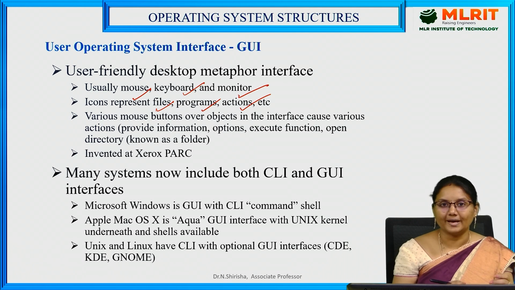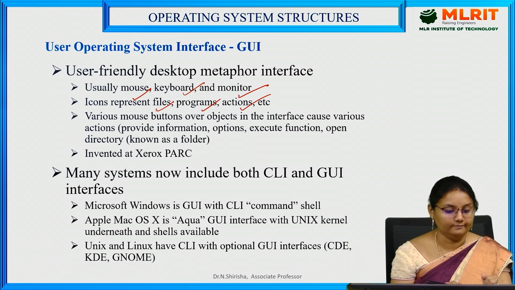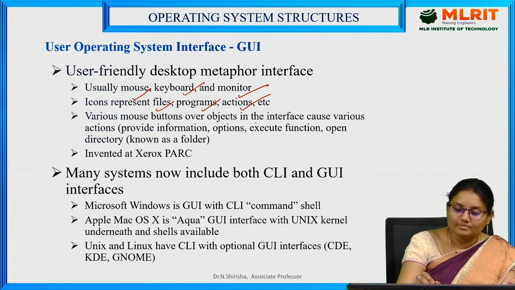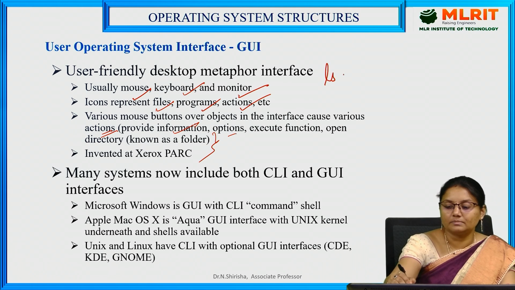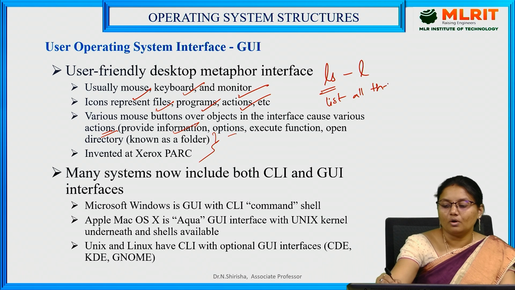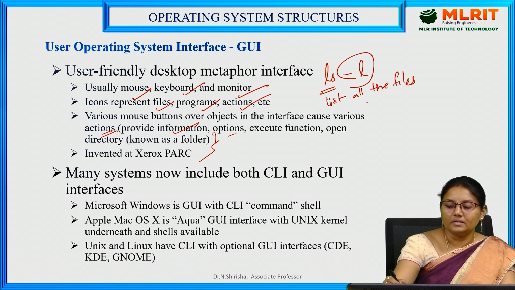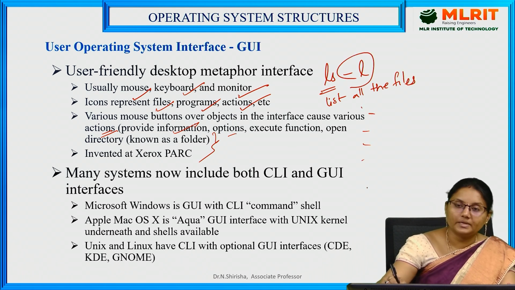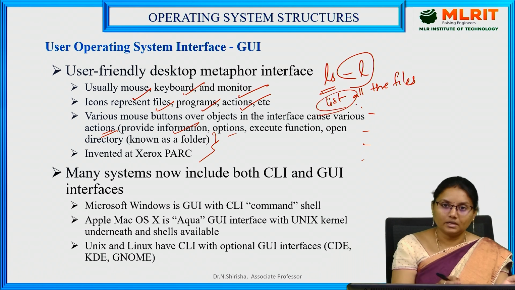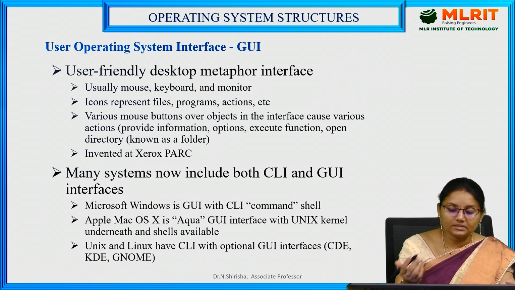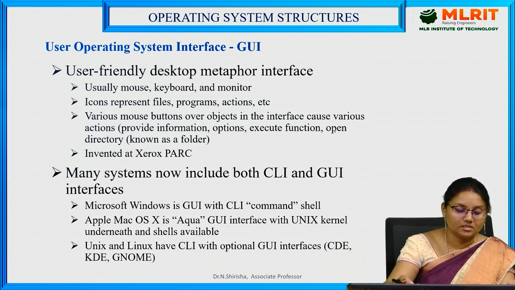So these are the different file modification commands that we have. And various mouse buttons over the objects in the interface cause various actions. So these are known, various actions means what you do. We provide the information. We have different options, like if you give ls -l. What is ls? ls is to list all the files. So -l means it will be displaying all the particular files that are in the current directory. So like that, there's the option and execute function, exec and open directory.